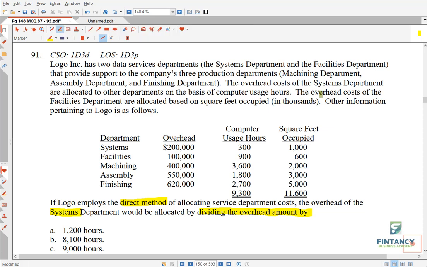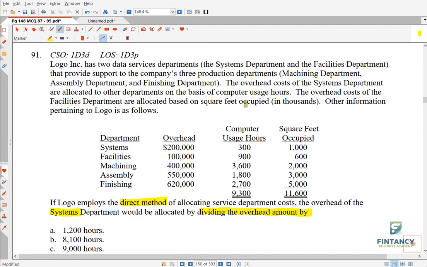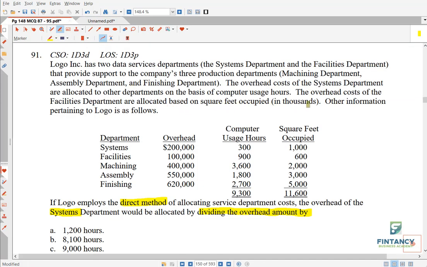Then they say overhead cost of the systems department is allocated to other departments on the basis of computer hours. So for systems, what is the driver? Remember, this is also called drivers in activity based costing. And the overhead of the facilities department is allocated based on square feet, in thousands, right? Other information is as follows.